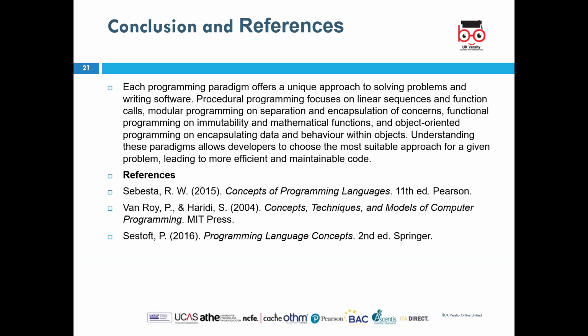So to conclude this learning outcome, each programming paradigm offers a unique approach to solving problems and writing software. Procedural programming focuses on linear sequences and functional code. Modular programming on separation and encapsulation of concerns. Functional programming on immutability and mathematical functions. And object-oriented programming focuses on encapsulation of data, where we're now going to be working with objects.